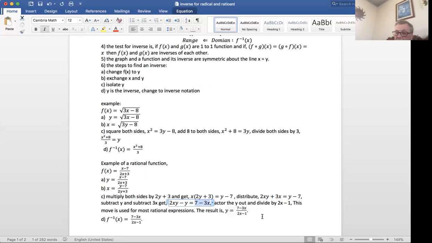The second big move is, on the side with y, factor out the y. If we factor out the y, that gives us y times the quantity 2x minus 1. We divide both sides by that 2x minus 1. Whatever's left over in the parentheses after we factor the y out, that's what we end up dividing both sides by. That gives us y equals 7 minus 3x over 2x minus 1.